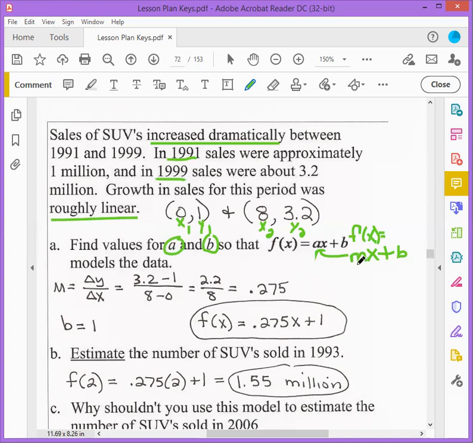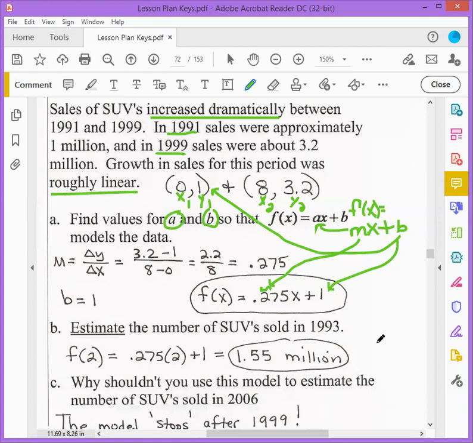Once you find your slope, then you can write your function. We substitute 0.275 for m. And we also have the y-intercept, because remember, at every y-intercept, your x coordinate is 0. So 0, 1, that 1 is our y-intercept. So we'll write the function as f of x equals 0.275x plus 1. That helps us with letter B.